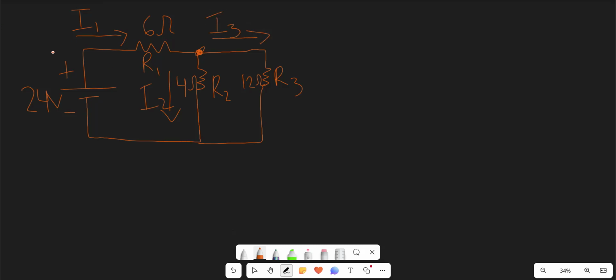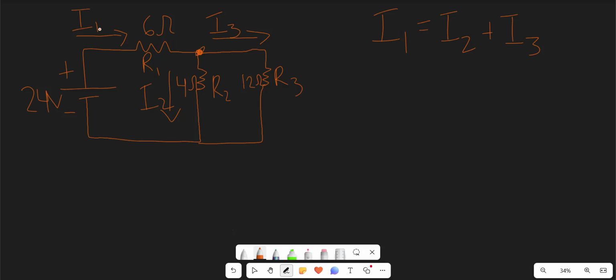So if we use Kirchhoff's current law again, we can set up the equation I1 is equal to I2 plus I3, because I1 is the current entering the node, and then I2 and I3 are the currents leaving the node, so they would get added together to equal I1.